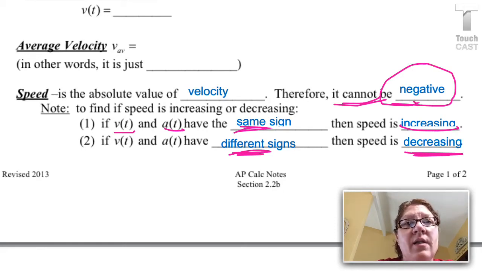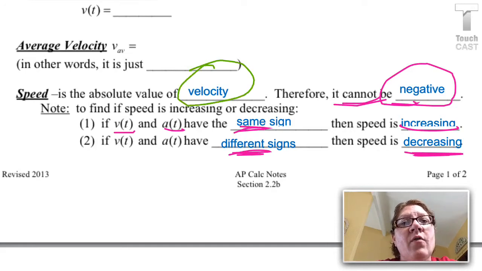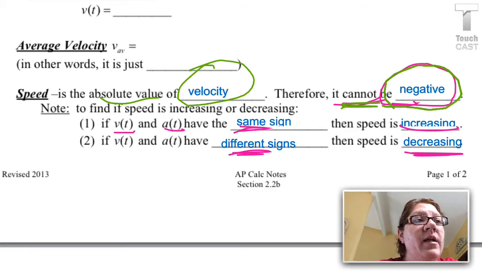All right, so speed is the absolute value of velocity, and therefore it cannot be negative. You'll notice I've done all the highlighting already.